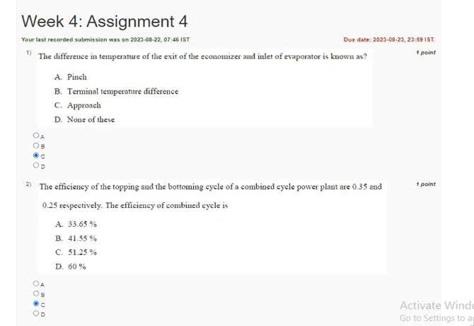So question number 1, the difference in temperature of the exit of the economizer and inlet of the evaporator is known as, so it is known as approach. So approach is the right answer because pinch is the minimum temperature difference between the flue gases and the economizer. So this difference is known as approach.